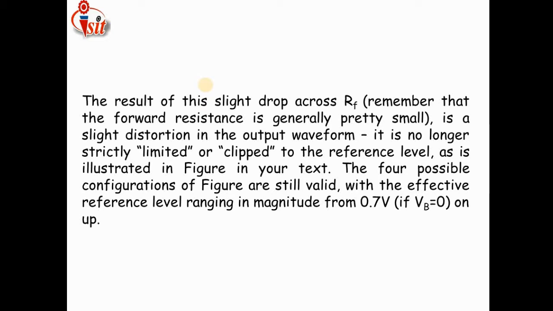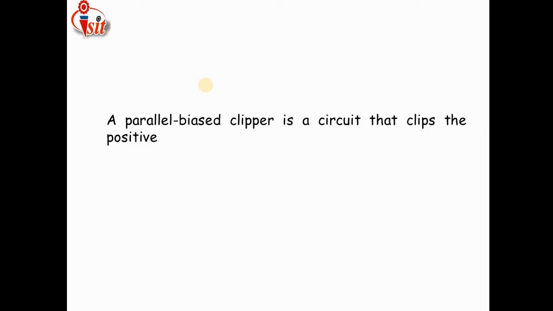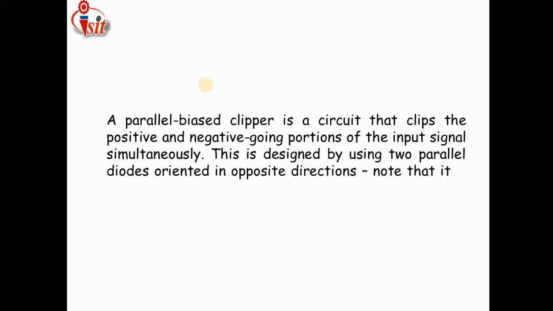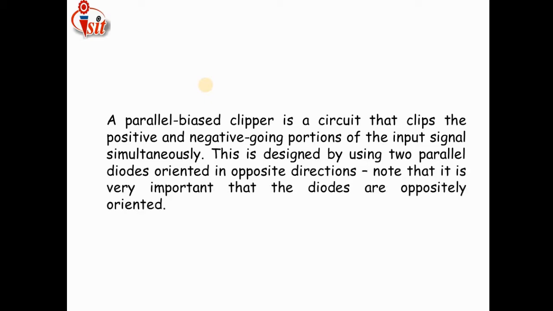These four possible configurations of the figure are still valid, with the effective reference level ranging in magnitude from 0.7 volt if the bias voltage is equal to 0 on up. Along with this, a parallel biased clipper is a circuit that clips the positive and negative going portions of the input signal simultaneously. This is designed by using two parallel diodes oriented in opposite directions. Note that it is very important that the diodes are oppositely oriented.